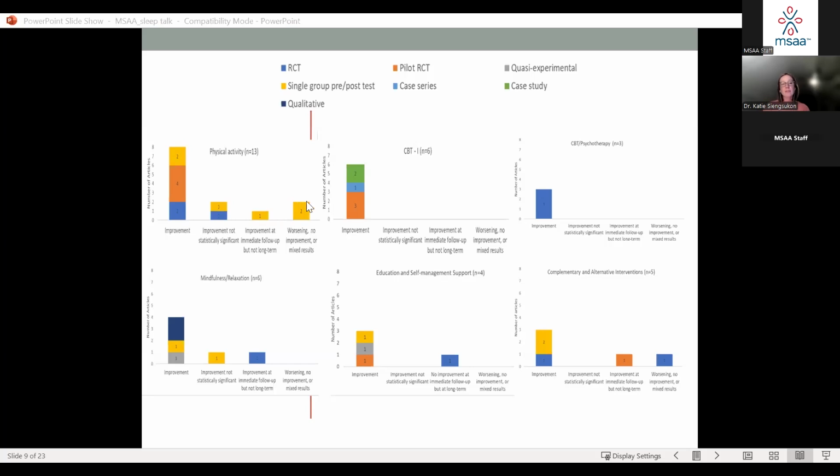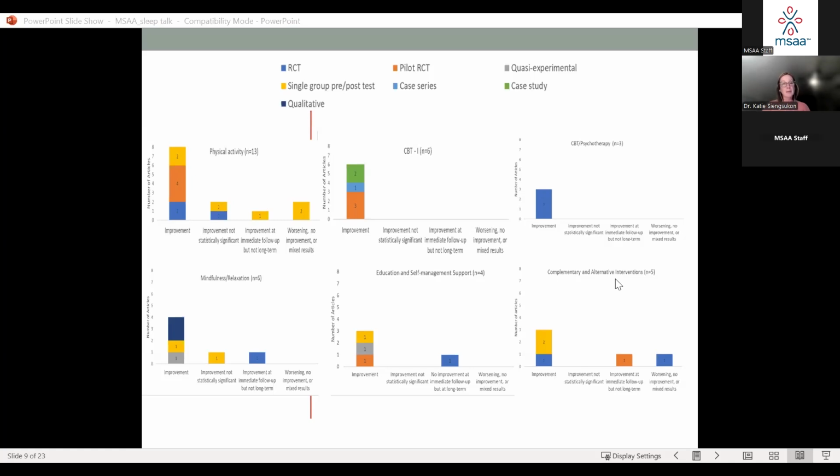And so just by looking at this figure, you can see that there are mixed results with physical activity. For most of those articles, though, they did see a positive improvement. But then there were some that maybe saw some improvement, but it wasn't statistically significant. And there were 2 that either saw no improvement or had mixed results or actually saw a worsening. For CBTI, all of the studies that have been done have shown positive improvements. Same thing with the CBT or the psychotherapy. And the nice thing about that category is all 3 of them were randomized controlled trials. Mixed results with the mindfulness studies, as well as with the education and self-report, and mixed results with the complementary and alternative interventions as well.